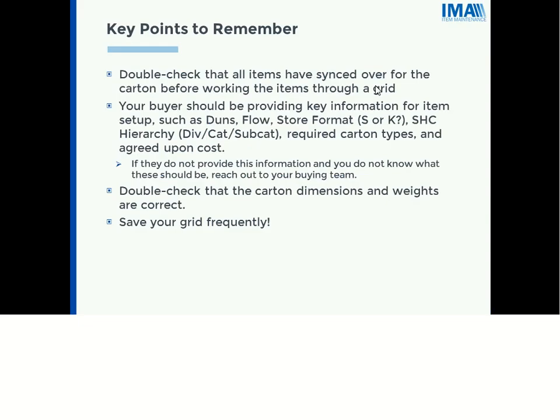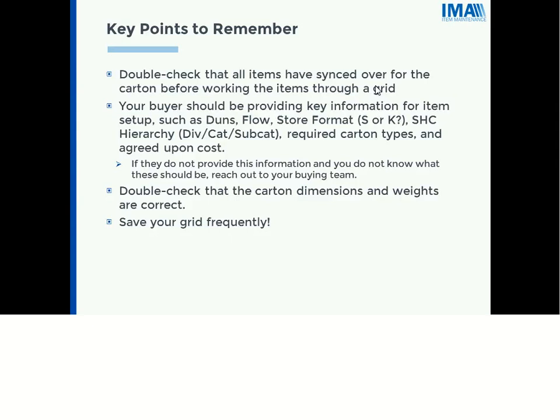So key points to remember when you're going through and working your grid. Double check that all items have synced over for the carton before working the items through a grid. Your buyer should be providing key information for item setup, such as your DUNS, flow, store format, SHC hierarchy or div cat and subcat, required carton types if you're doing an exploding assortment or a mixed carton or an assorted carton, and your agreed upon costs.